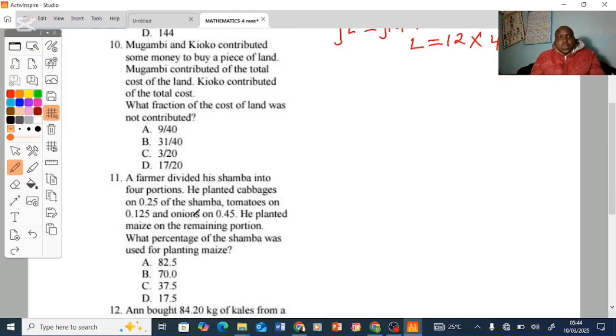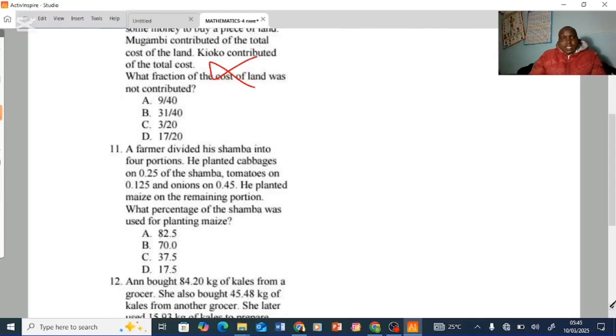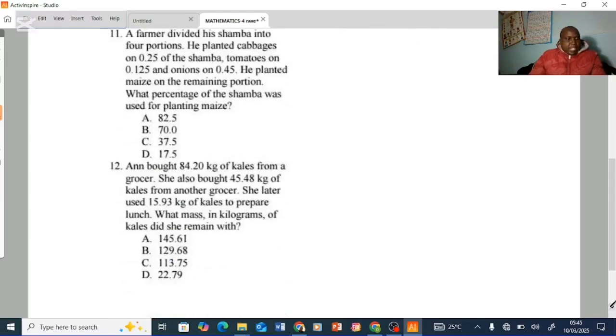Mugambi and Kyoko contributed some money to buy a piece of land. Mugambi contributed this fraction of the total cost of land. Kyoko contributed this. So here there was a problem. We were not given the fractions. You can leave that. Number 11.